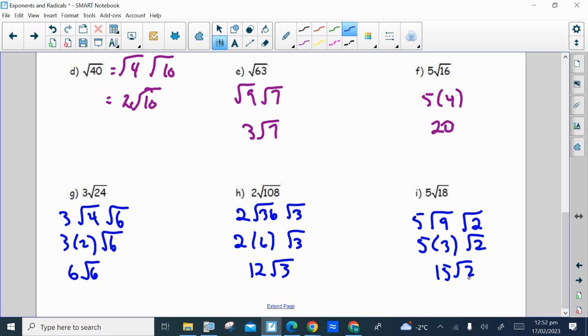Okay, there's our final answer, which you could check. Again, the directions asked us to write it as a mixed radical in simplest form, so that's what we've done.